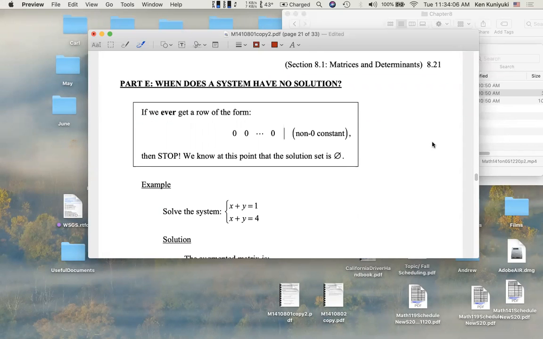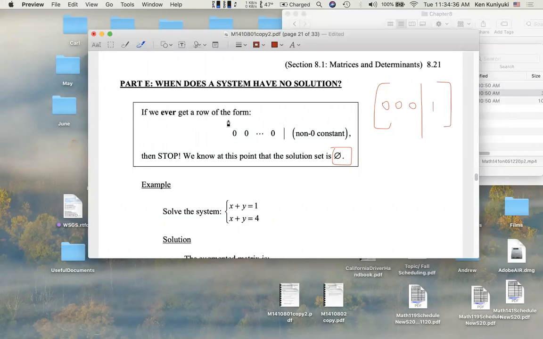Hi, everyone. So far, the systems we've been solving have had one unique solution, expressed as an ordered pair or an ordered triple. But when does a system have no solution? When is the solution set the empty set? It's when you end up with a row that looks like this: 0, 0, 0, slash 1, for example.